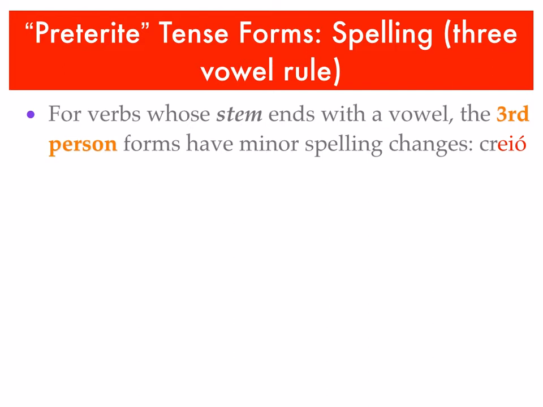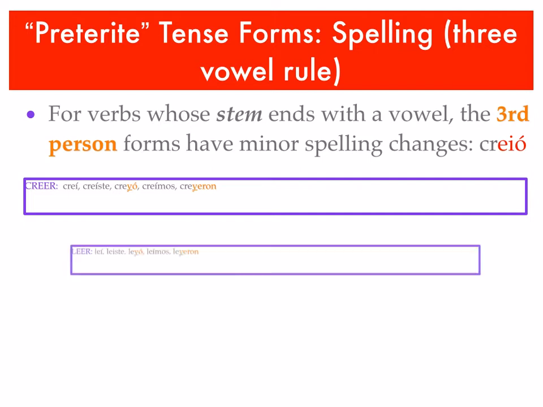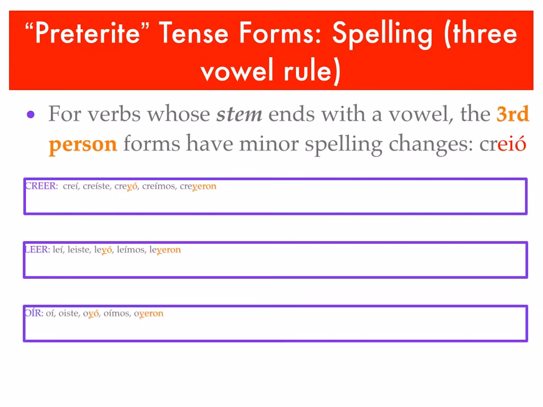But check this out. If you have the verb creer and you drop the ER, and then you have creió, well, there are three vowels, you cannot have that. What do we do? We drop the I and put a Y. Creí, creíste, creyó, creímos, creyeron. And so that's going to happen with every verb that finishes in ER or IR, when you drop that ER or IR and you still have a vowel in the stem. See, leer, you drop the ER and there is an E. So you're going to have leyó and leyeron. Oír, you drop that and you still have a vowel. So, oí, oíste, oyó, oímos, oyeron.